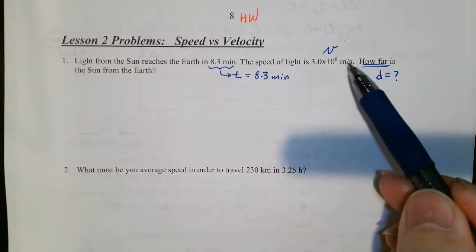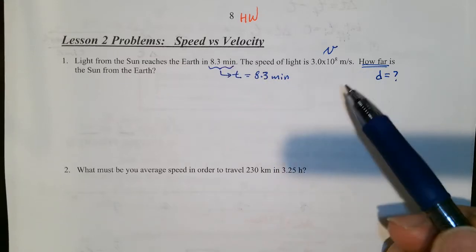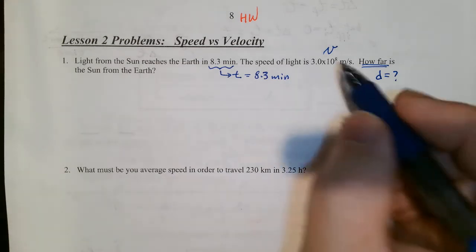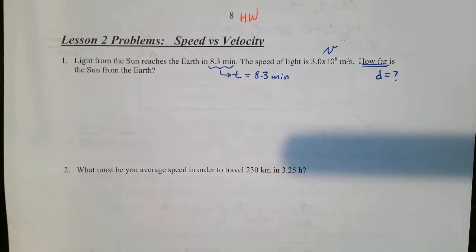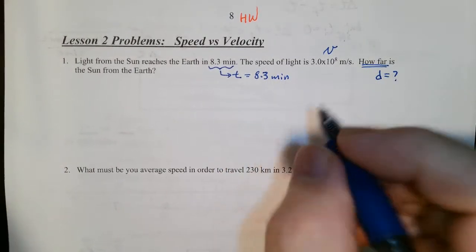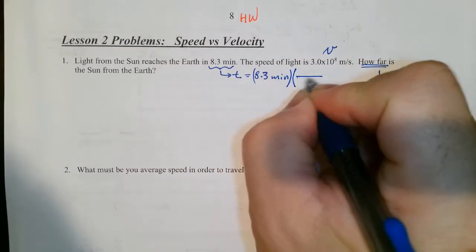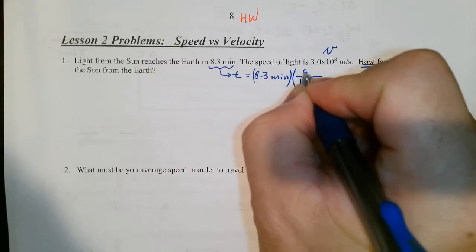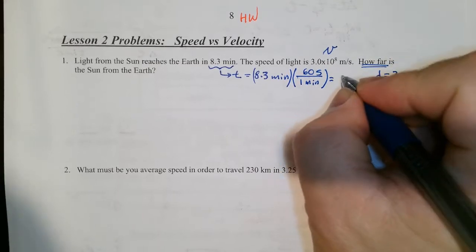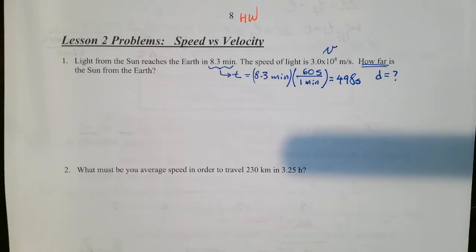Now it looks like this is meters per second and this is in minutes. So it's not going to really work out too well if we have mixed units. So most likely we should change this into seconds, okay? To do that, we multiply 8.3 minutes by 60, since in 1 minute there are 60 seconds. If you do that correctly, you'll get something like 498 seconds is equal to 8.3 minutes.